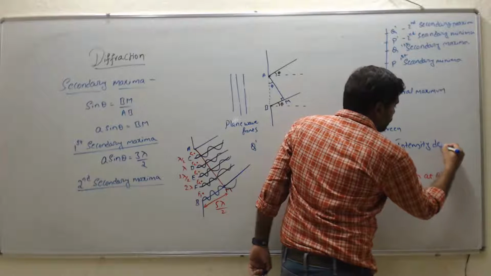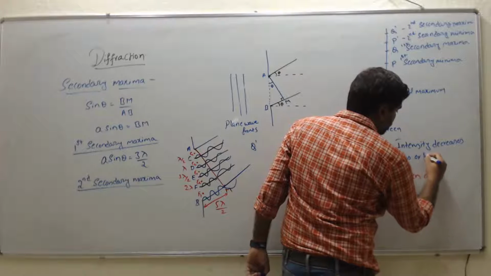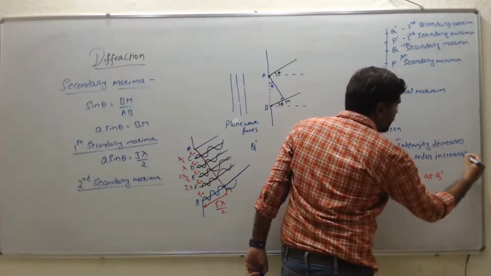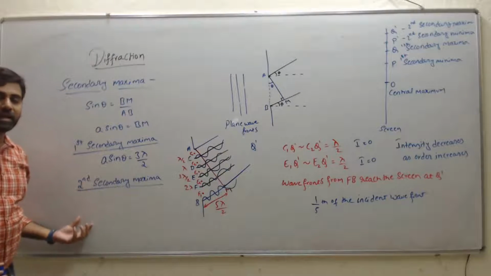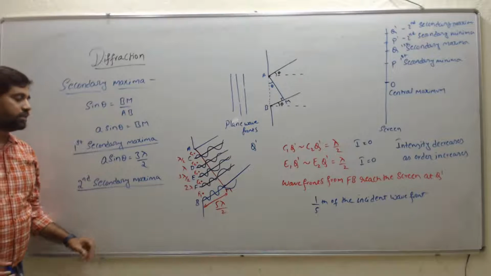Intensity decreases as order increases. That is nothing but the order, first, second, third. As we go on, its intensity goes on decreasing, right?